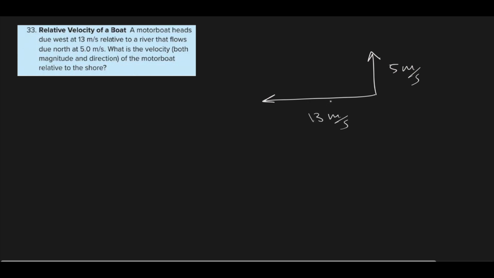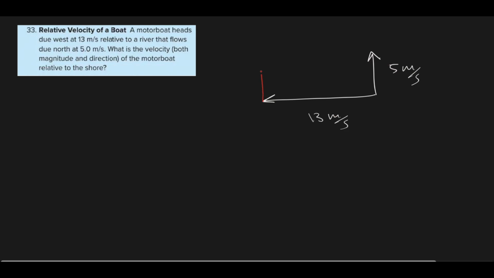So what is the resultant velocity? This is the question. What is the resultant velocity of the boat relative to the river? Because the resultant velocity is going to be the velocity relative to the shore. Okay, so let's do it. The first step I will do is just move this vector all the way to the other side, so it will be something like this.